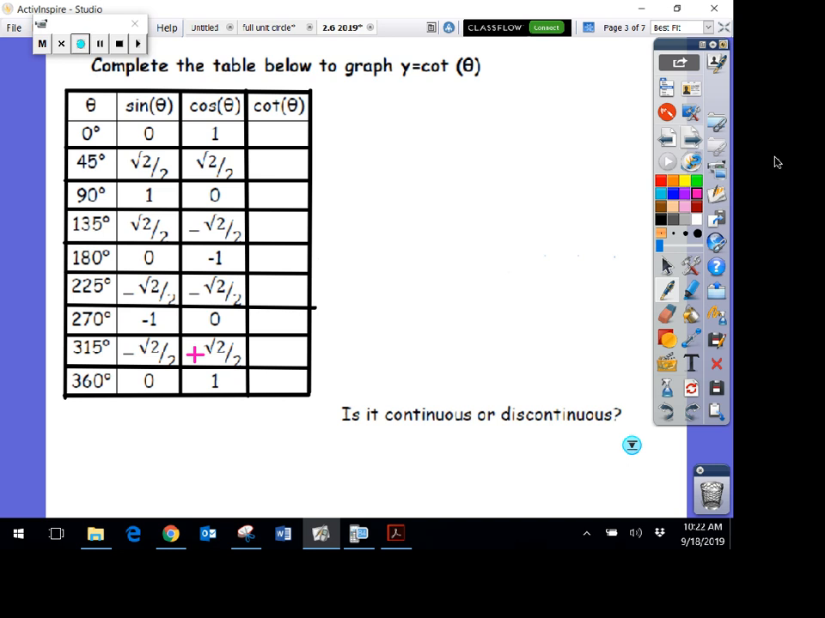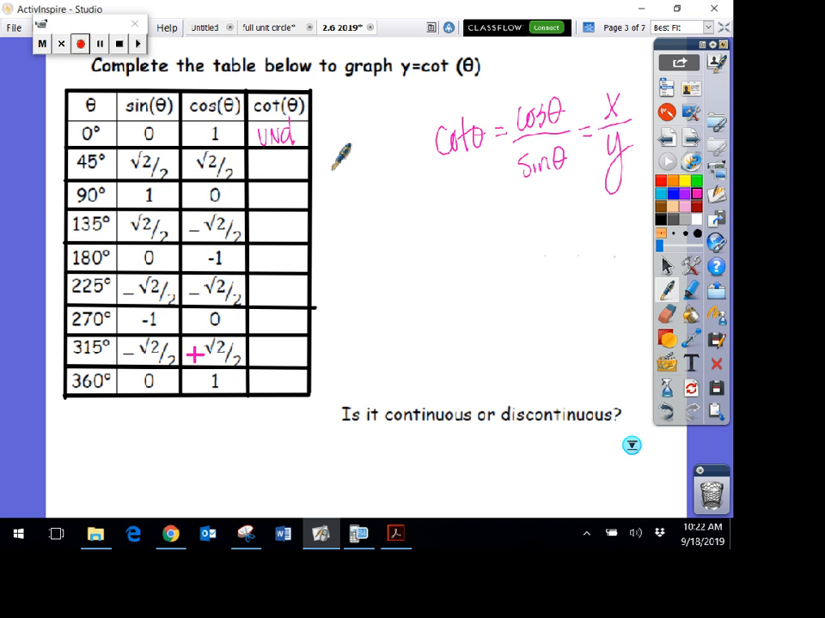But if we're thinking about cotangent, cotangent of an angle is equal to the cosine of an angle over the sine of an angle, which is the x value over the y value. So now we're looking at cosine over sine. So 1 over 0 is undefined. 0 in the denominator is undefined. 0 in the numerator is 0. Denominator undefined.